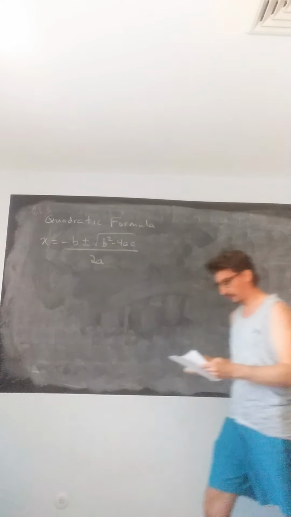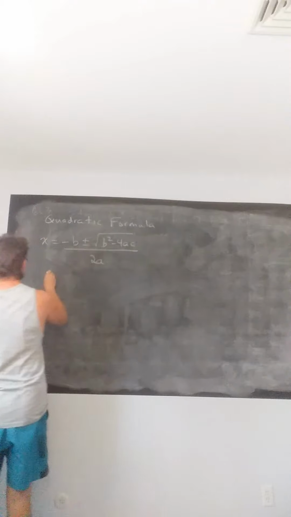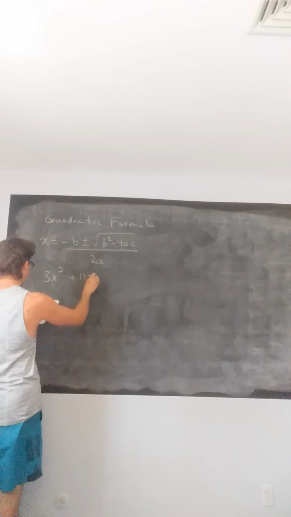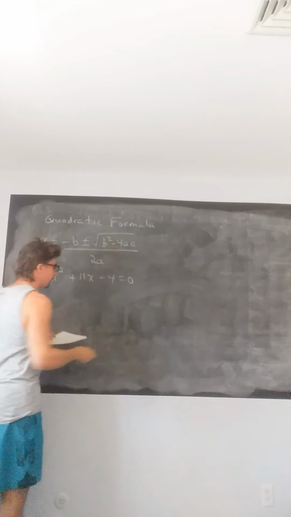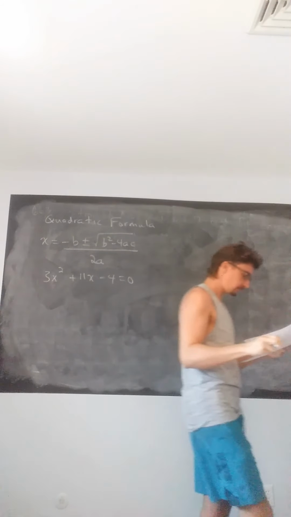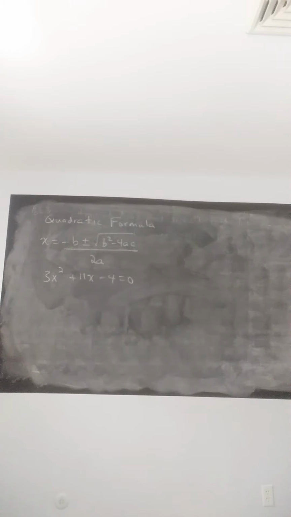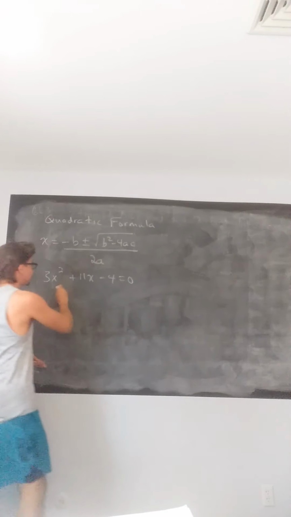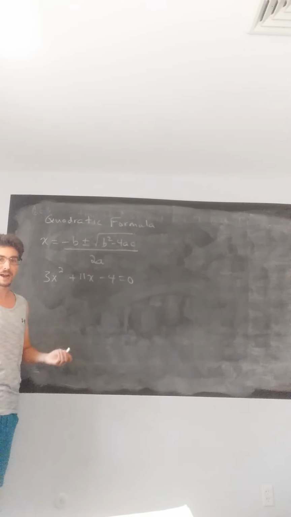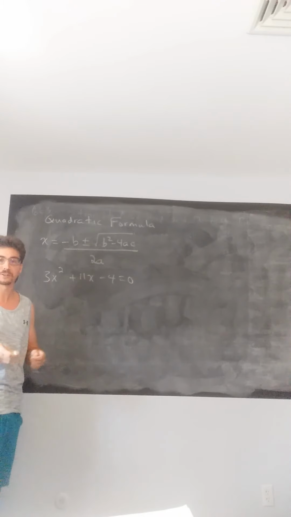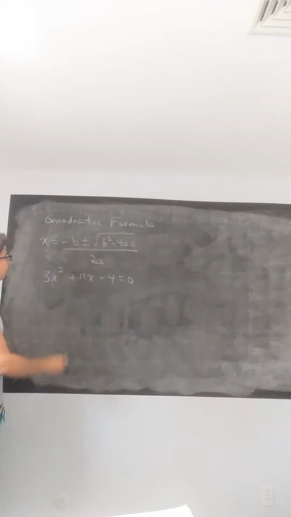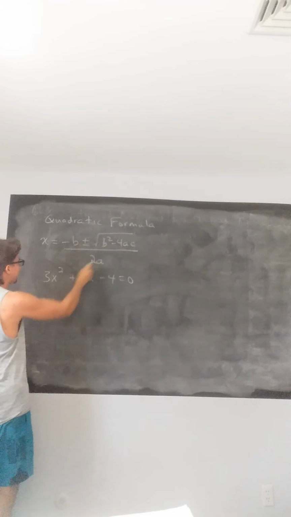So look at a problem like this. We have 3x squared plus 11x minus 4 equals 0. Okay, so let's go ahead and take care of this. We want to solve this, and perhaps we can't factor it, right? And if you don't like to factor, you're going to skip the factoring and go right to the quadratic formula. We need some things here. We need an a, b, and a c.